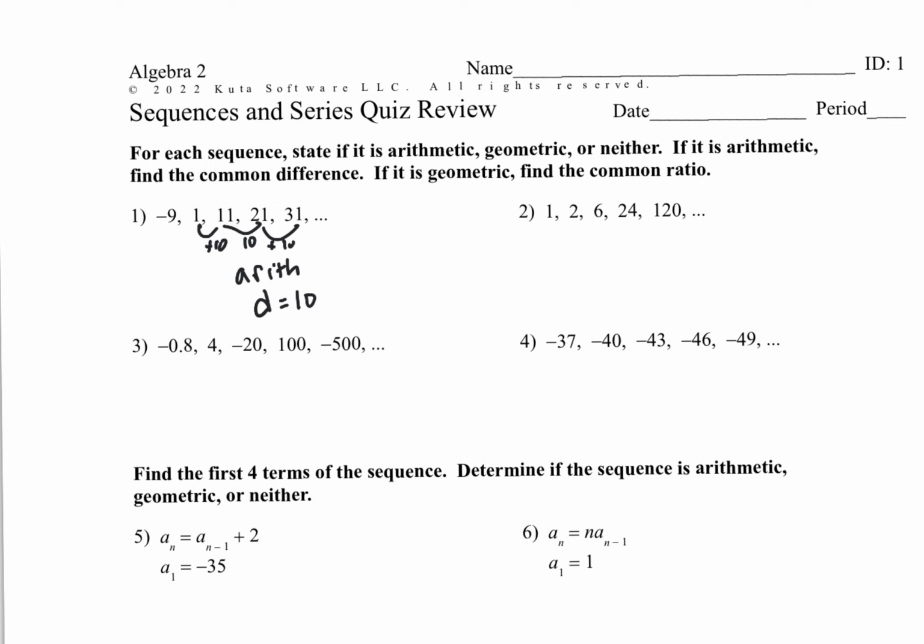Second one, if we go plus 1, plus 4, so it's not arithmetic, so I just take that one. 1 times 2 is 2. 2 times 2 is 4, so that doesn't work, so that makes it neither.